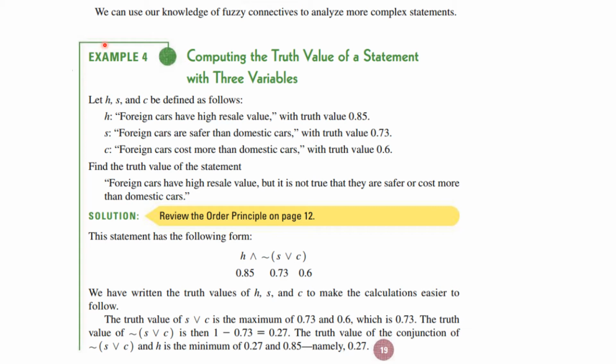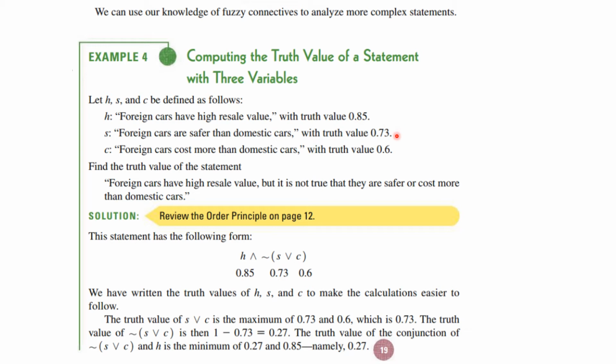So let's do a more complex statement. We're having three truth values here: H, S, and C. H is defined to be "foreign cars have high resale value," and that was 0.85. That means the degree to which you agree to that statement is 0.85.